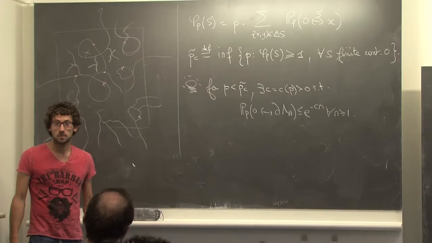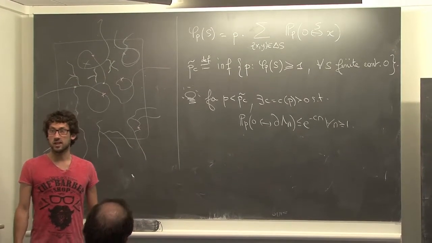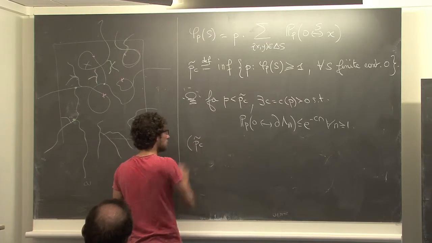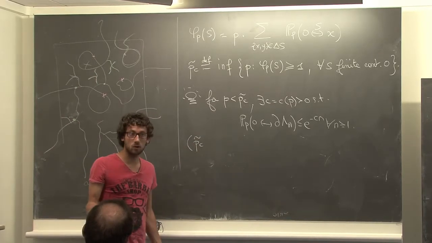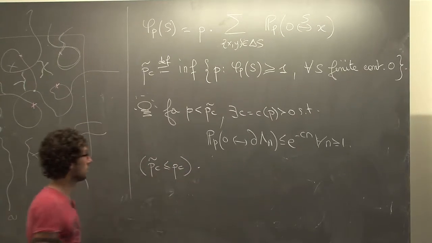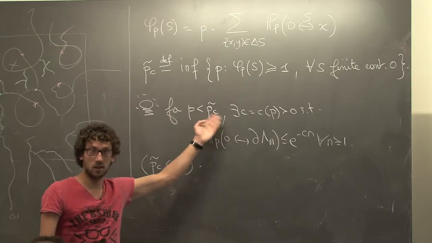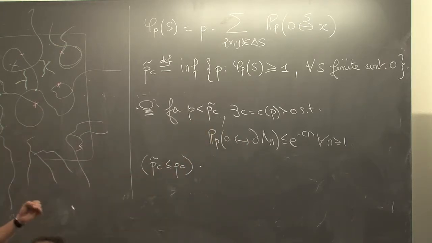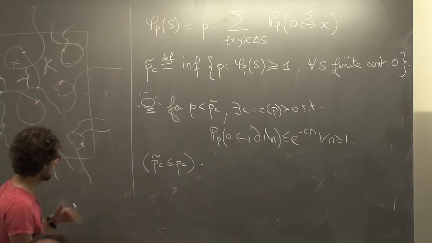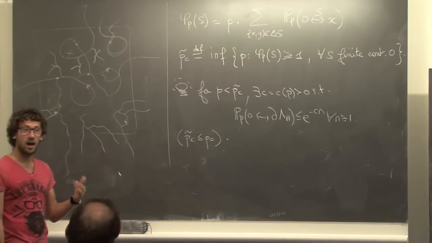So there is one inequality which is clear. Which one? Well, p_c tilde has to be smaller or equal to p_c. That's clear, simply because below p_c tilde, I don't have an infinite cluster. So my only goal now is to prove that p_c tilde is larger or equal to p_c. And how can I do that? I can do that by proving that for any p larger than p_c tilde, I have an infinite cluster.